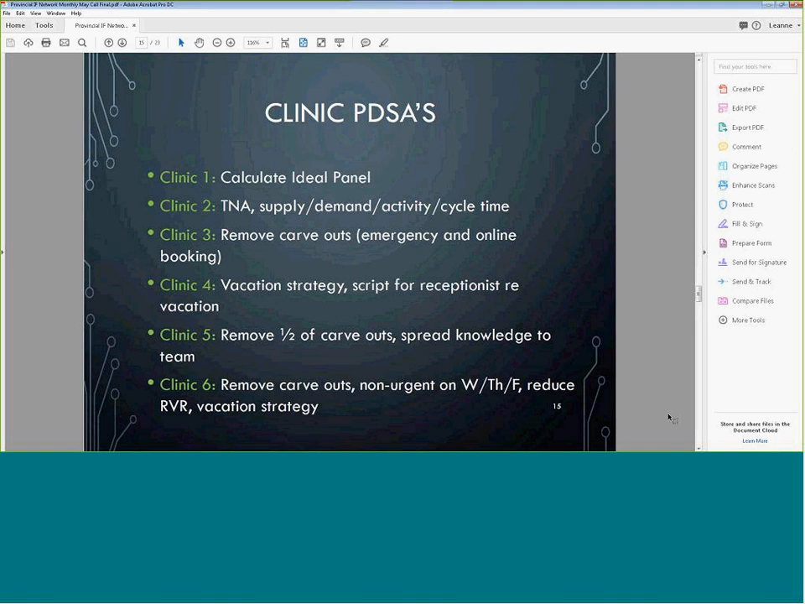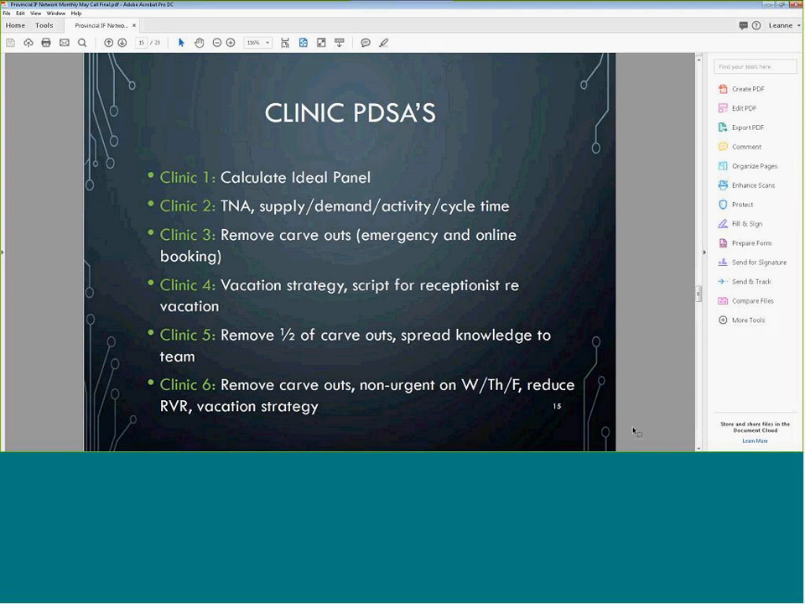The second clinic started collecting TNA. They hadn't been doing that yet. They started calculating supply, demand, activity, and cycle time. Some of these can be a bit labor intensive to calculate, so it really takes your team on board and buy-in. They took the initiative to look at where things were actually at with their clinic. That's still ongoing, so that's working well for them.